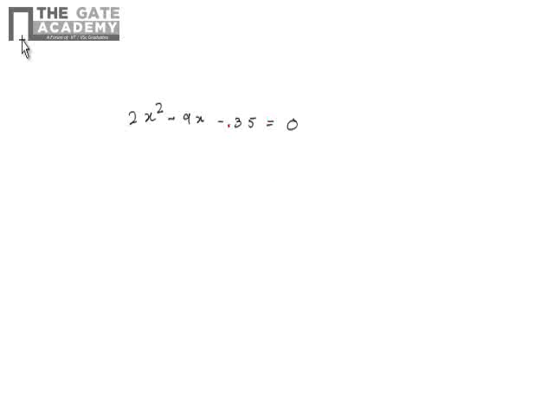Okay, the first step is that you'll have to multiply the constant term with the coefficient of x square, that is a. So you'll get minus 70. Now you have to factorize it, so that on adding those two factors you will get the coefficient of x, that is minus 9. So the factors are very simple: minus 14 and 5.